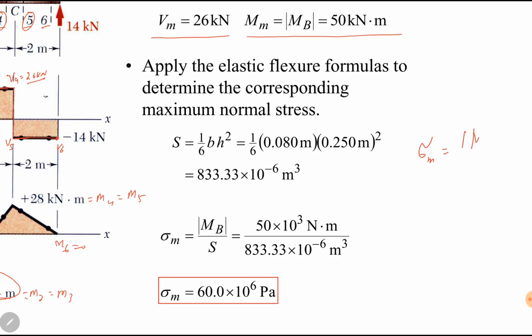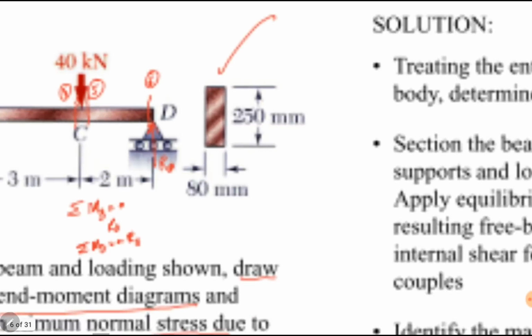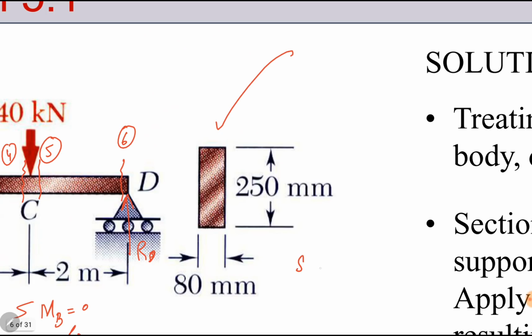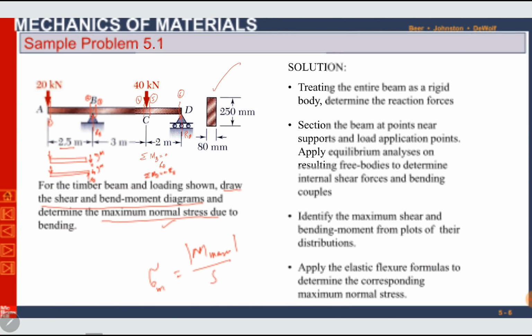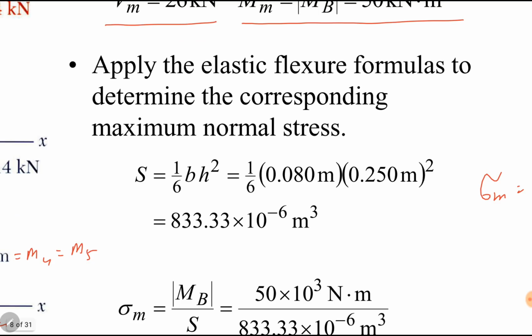So it will be maximum moment divided by section modulus. Section modulus for a rectangular cross section beam, and here it is rectangular, is 1 over 6 BH squared, or 1 over 6 AH. A is area, B is width, H is height. H is 250 mm and B is 80 mm. So we can simply calculate the section modulus. It is equal to 1 over 6 BH squared. We have converted width and height into meters.